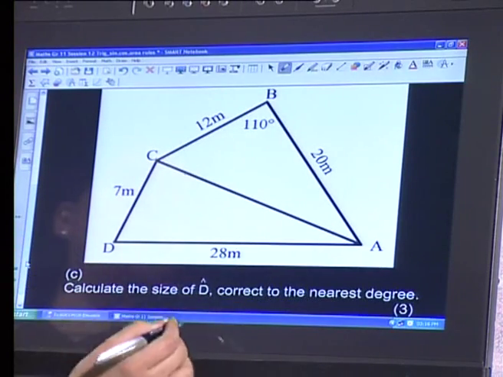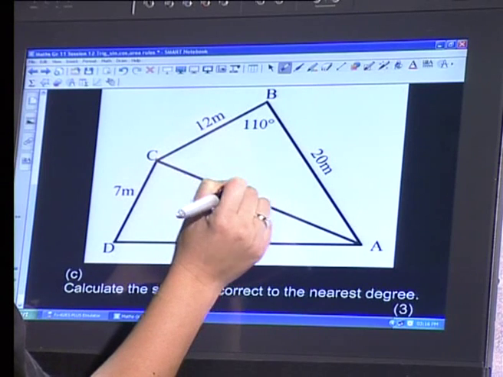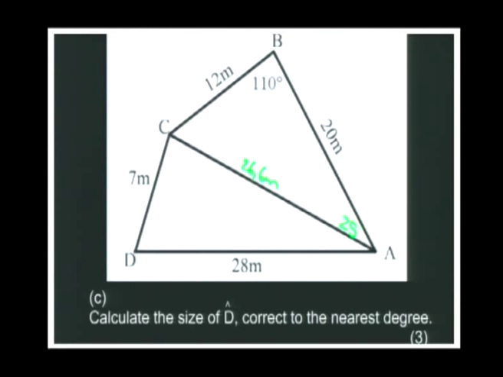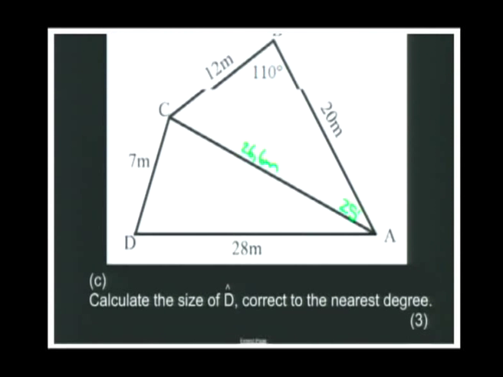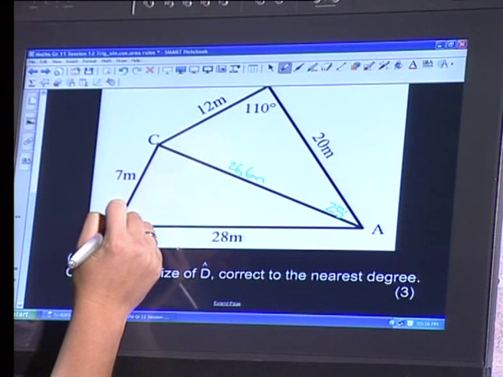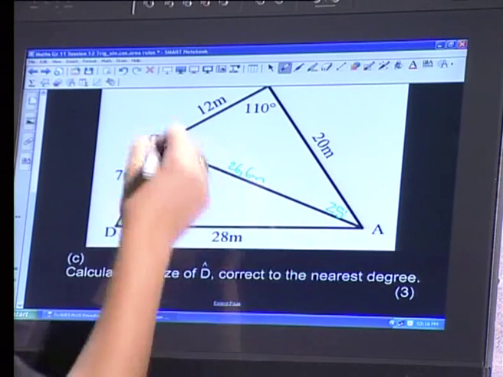Because we're on the same question, remember it's important to have the information. So we know that this is our 26,6 meters. I've just found that this is 25 degrees. And now over here it says to us, calculate the size of D. Because it's got our little hat on top, that means the angle. And again, it must be correct to the nearest degree. For 3 marks. And now for the first time, we are moving into this triangle ACD.